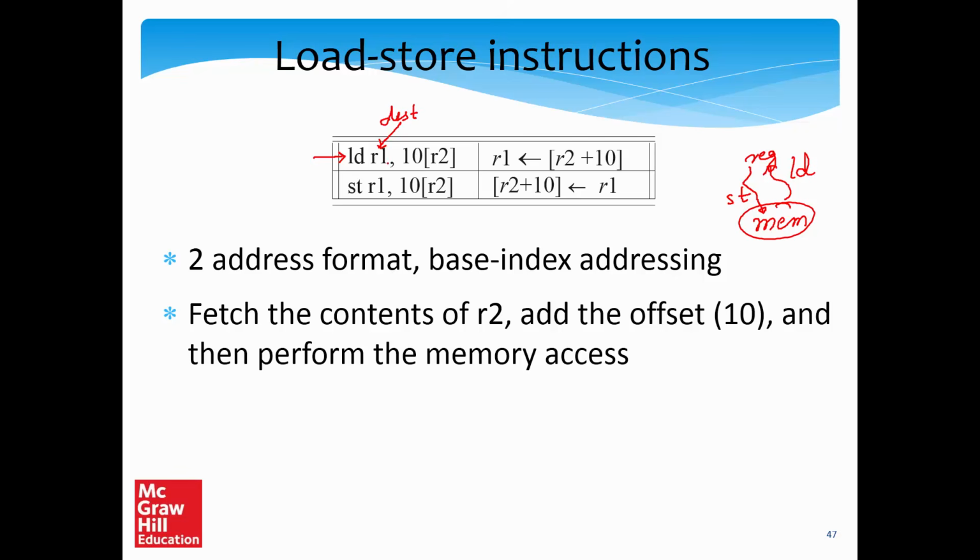In this two address format, the first is the destination and the other uses base index. I'm sorry, not base index, it is base offset addressing. In this case, the base address is specified in register R2. So we take register R2, we add 10 to it, and we get a new memory address. We access the memory using this address, read the contents and put it in R1.